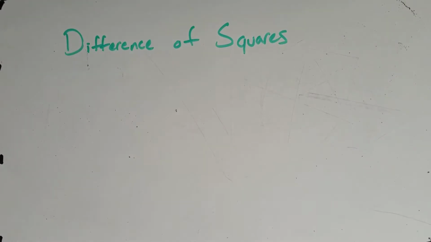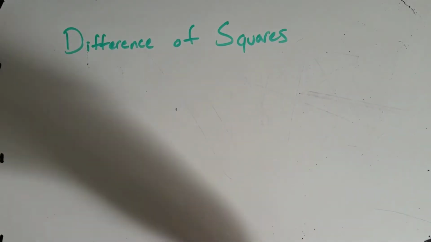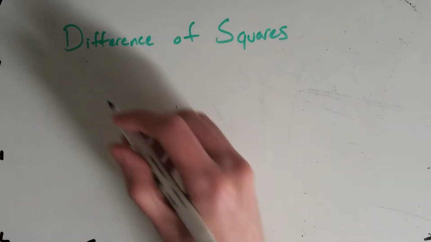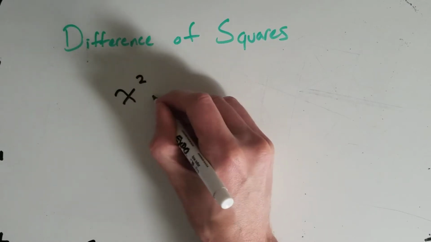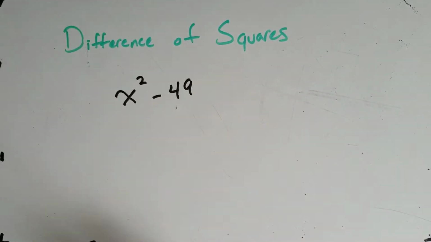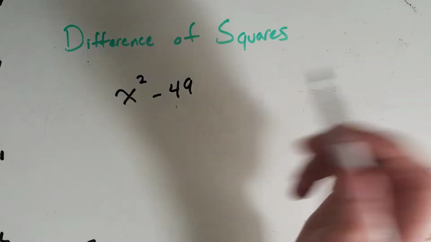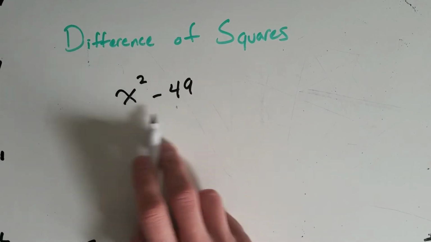Today we're going to talk about the difference of squares. The difference of squares is in reference to when you're factoring and you have the difference of two perfect squares, like x squared minus 49, and you're trying to factor to see what was multiplied to get here. Now notice, this isn't a trinomial, it's a binomial.